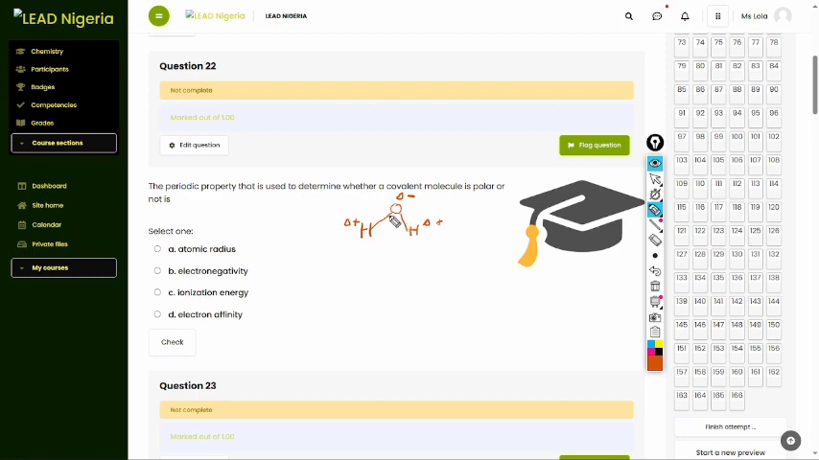So because oxygen pulls the electron closer, it will have a partial negative, while hydrogen does not have a strong pull on the electron, so it will have a partial positive sign. So the reason why we can have a polar or non-polar compound can be deduced from the difference in the electronegativity of the atoms. So the correct answer is B. So we'll go with B.